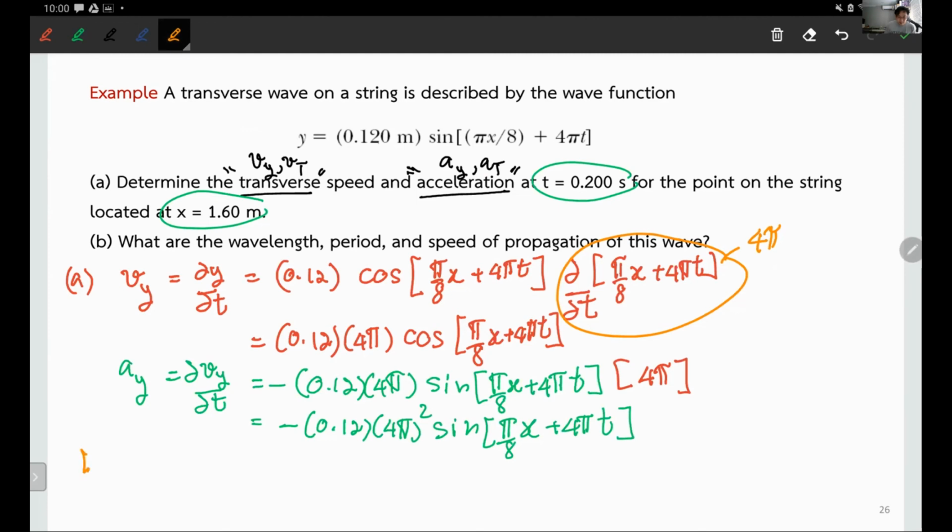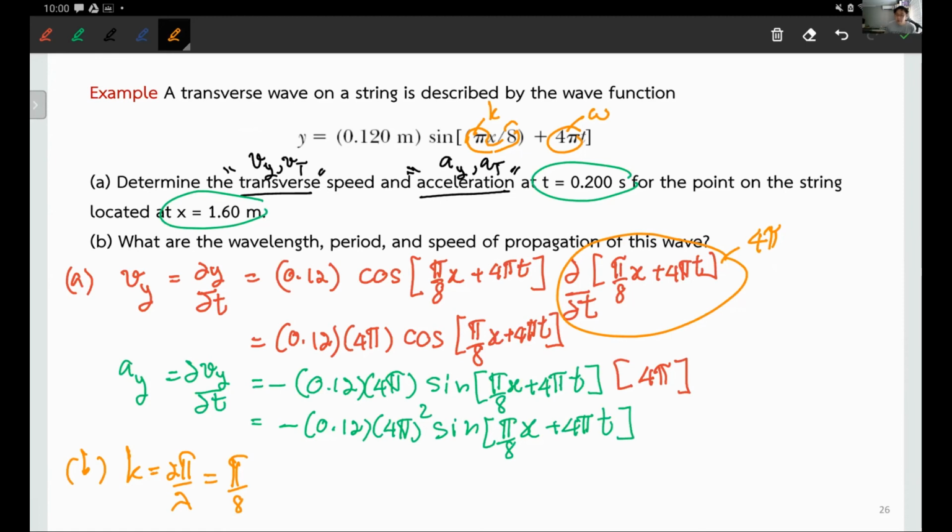And now part B: what are the wavelength, the period, the speed of the wave? You can just read it out. Let's practice one more time. The number in front of x is k right here. That's k. The number in front of t, that's omega. Okay, so I can say k, which is 2 pi over lambda, is just pi over 8. There you go, the number in front of x.